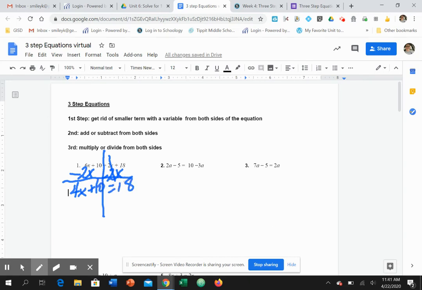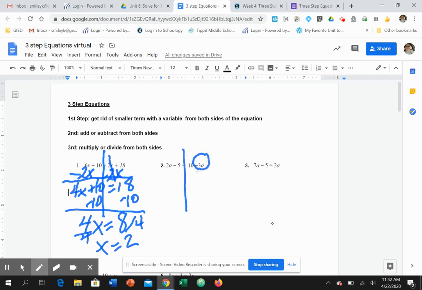Now, just like solving a two-step problem, we're going to add or subtract. So minus 10 to both sides, and you get 4x equals 8. And then you'll divide, and you get x equals 2 after you divide by 4 on both sides. Okay? Number 2, the smaller variable is actually this negative 3a.